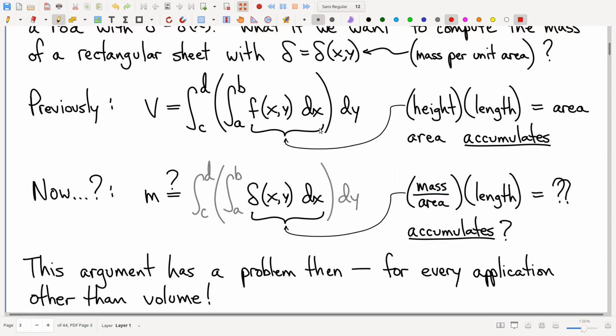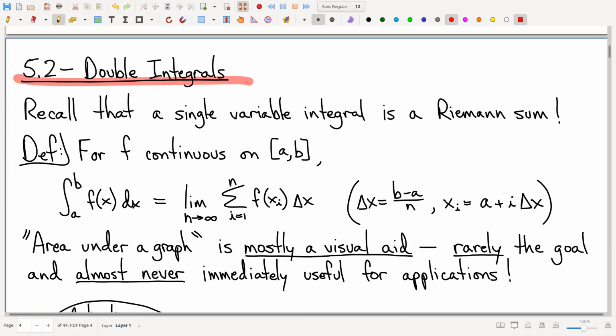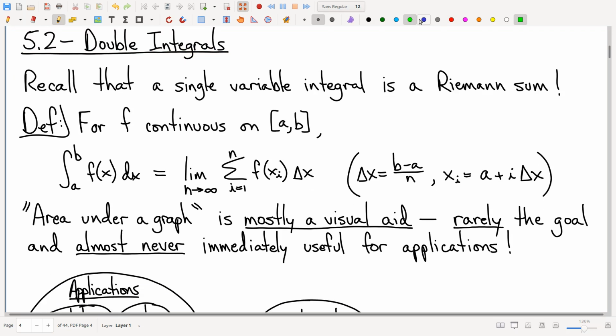Okay. All right. Now, there is a workaround. The workaround, this is a very important thing. We're going to define something called a double integral. This is not a single variable integral of a single variable integral, like iterated integrals are. This is a completely different construction. A double integral is an attempt to, let's not get distracted by our first application, let's think about how to generalize the fundamental idea of what an integral is in the first place. So in order to do that, we need to be extra careful to make sure that we are clear on what an integral is in the first place.